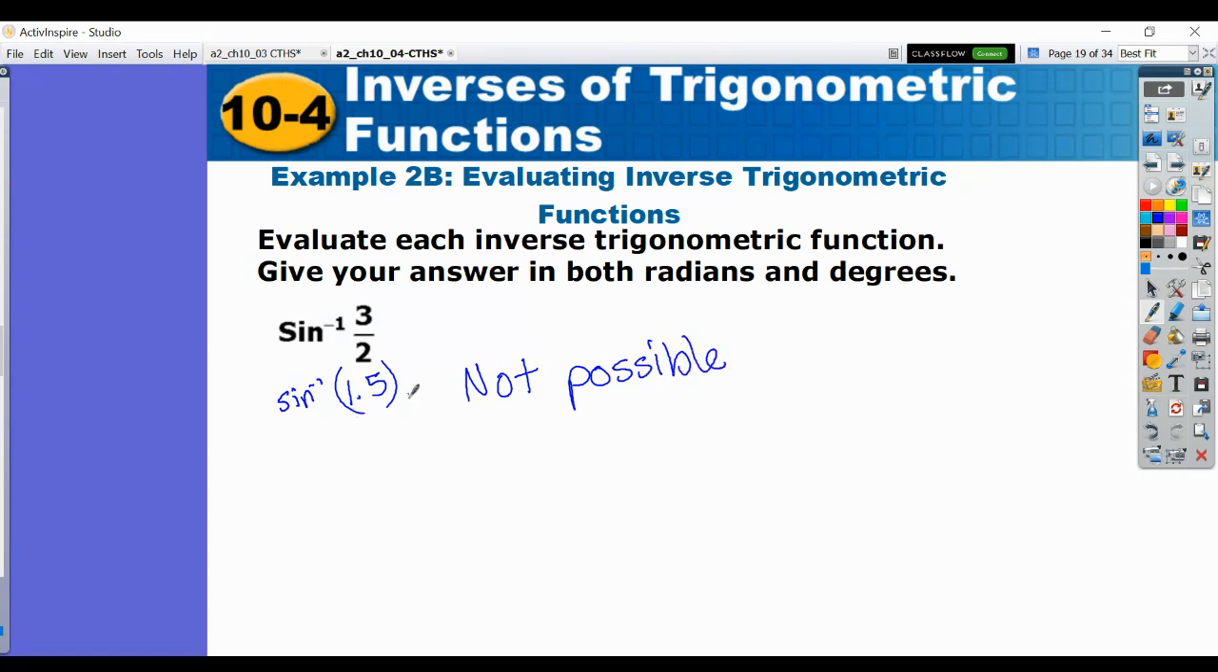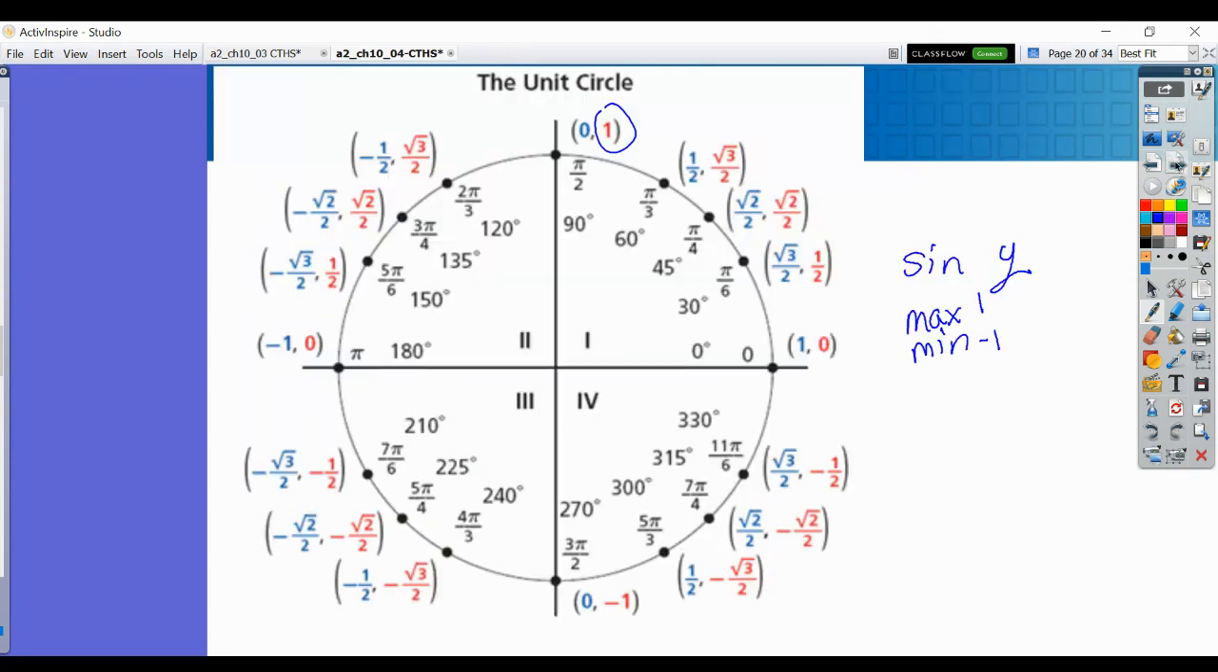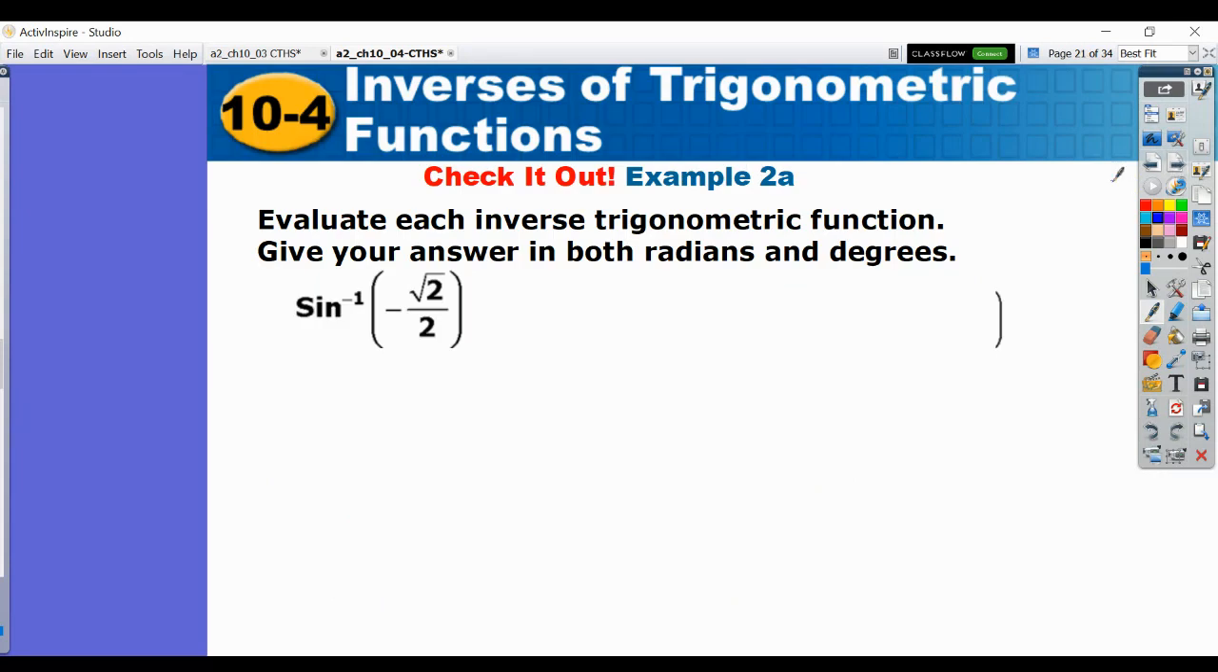If you type this in your calculator, you will get an error. So be careful that the input for these inverse trig functions cannot be bigger than 1 for sine and cosine. Tangent can be, because if I divide a number by a fraction, I get a bigger number, right? So you can have a tangent that's bigger than 1. You just can't have sine and cosine. Let's do another one that we can answer.